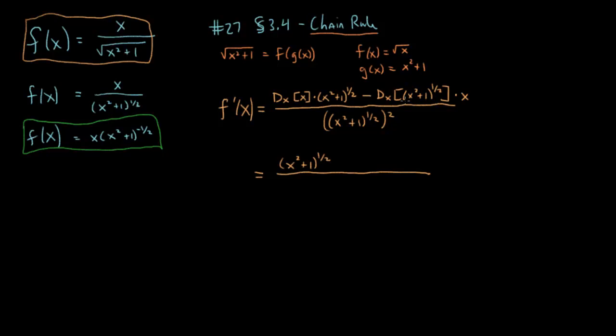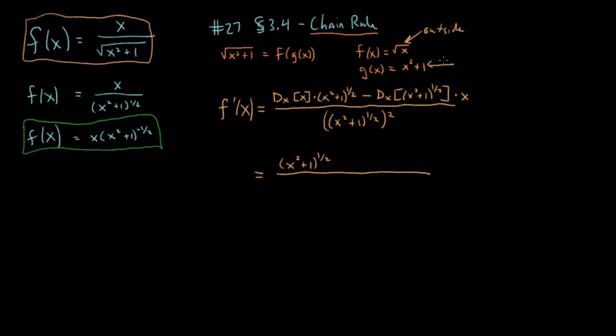Now, here's where things get a little tricky, because this is where the chain rule comes in. This is where that composition is. So remember, to take the derivative of a composite function, the chain rule says you take the derivative of the outside function. The outside function is this guy right here, the square root of x.